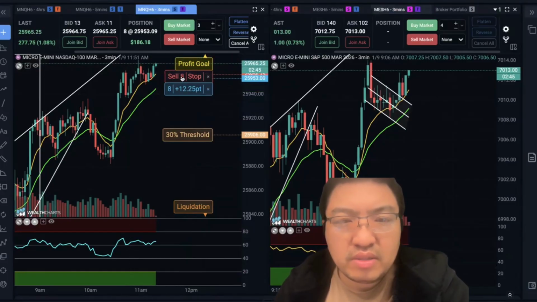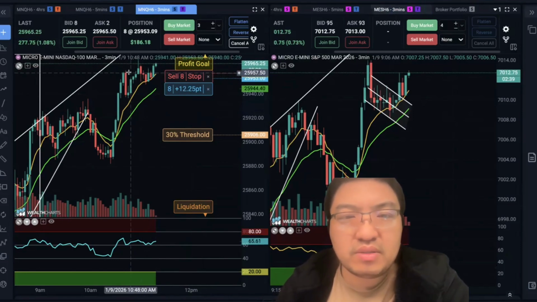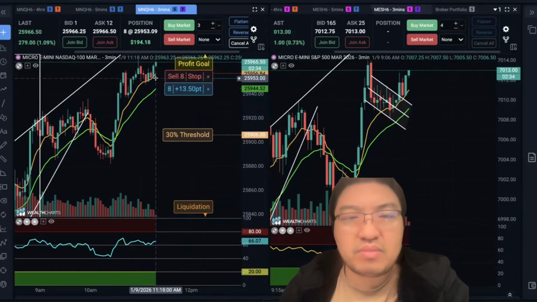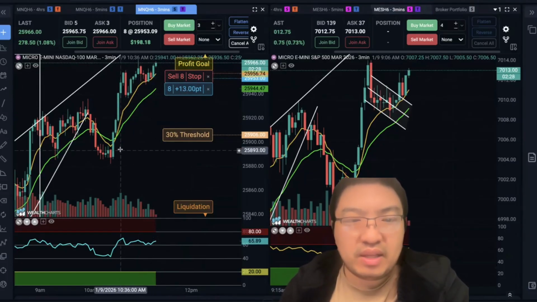So we should not retest. Maybe it will retest to this, to here. Or maybe retest to here. But I think it's gonna go up after this consolidation. Keep going up another flash, like something like this.